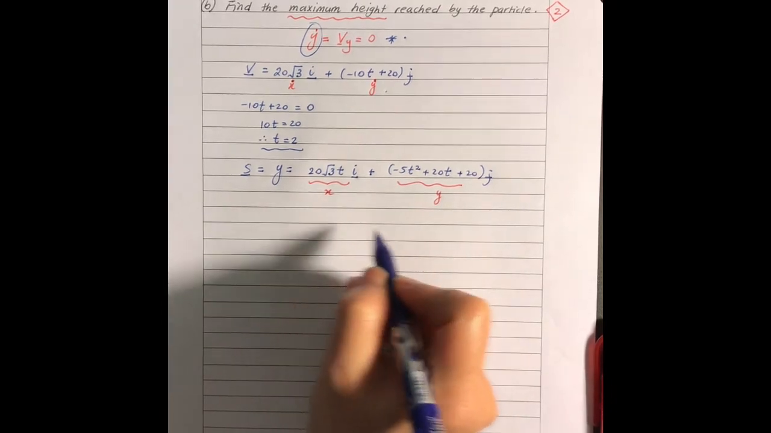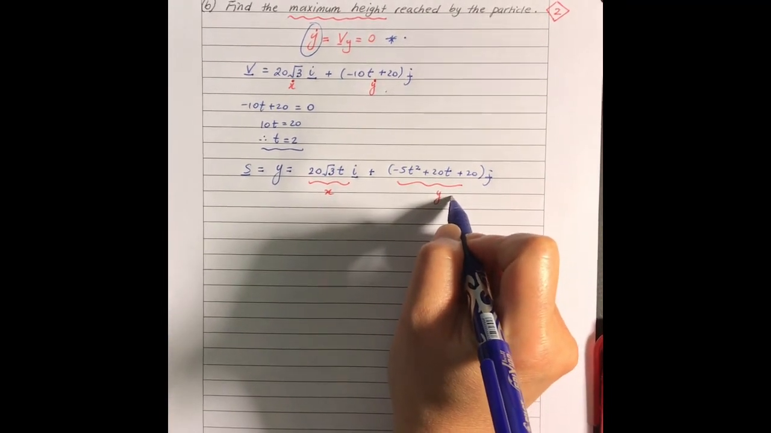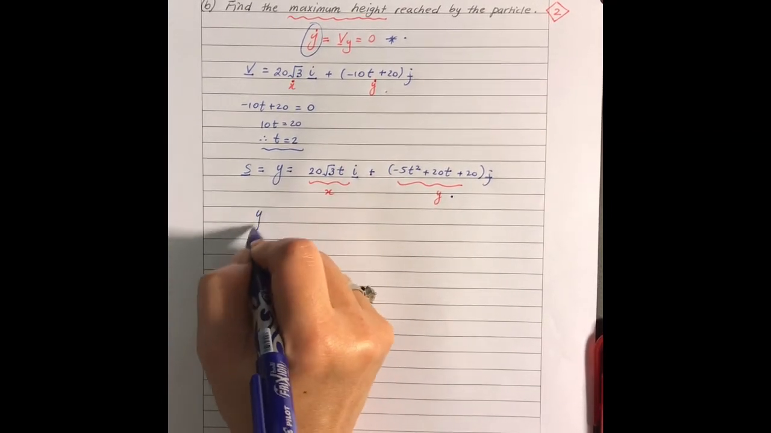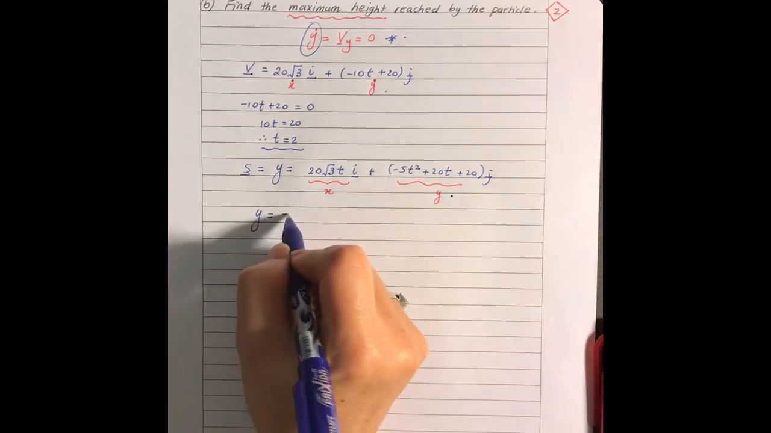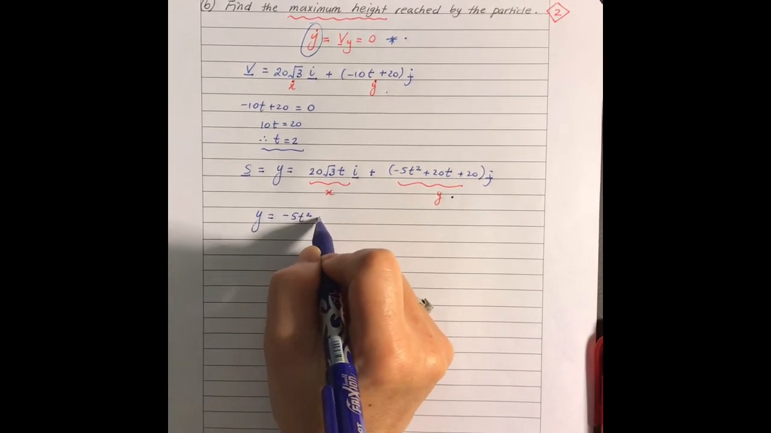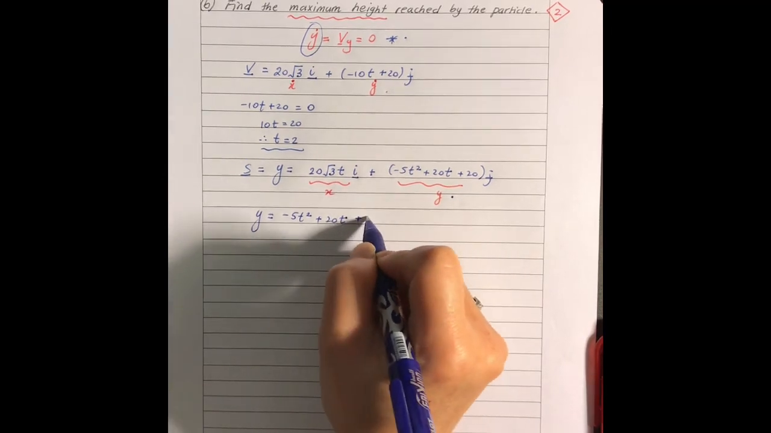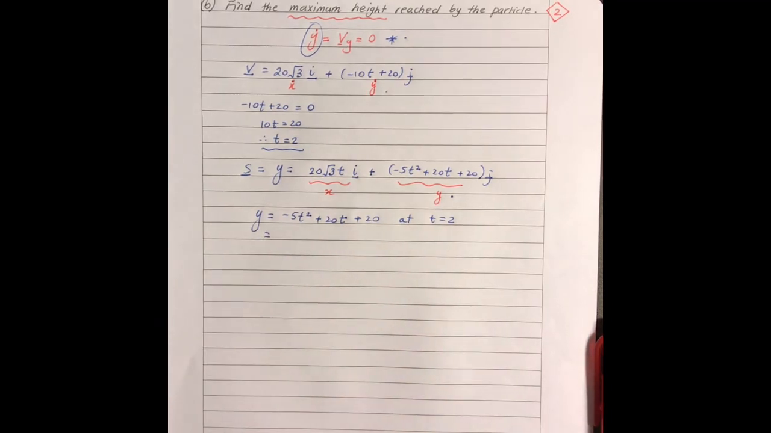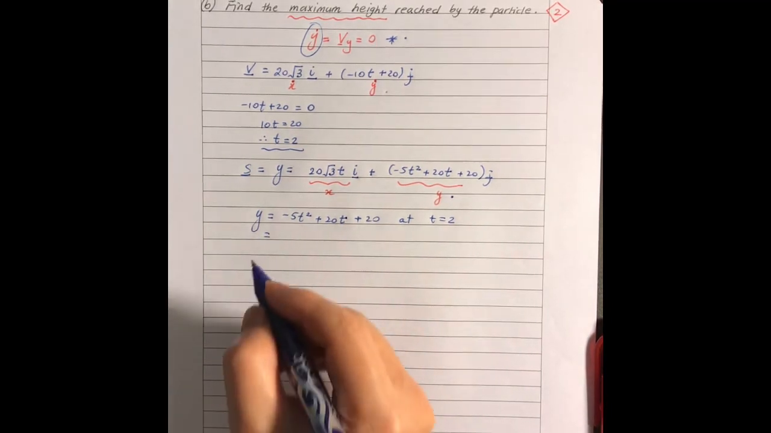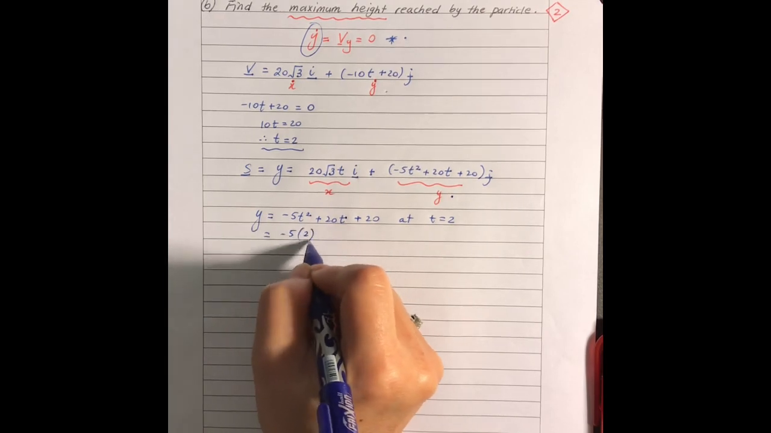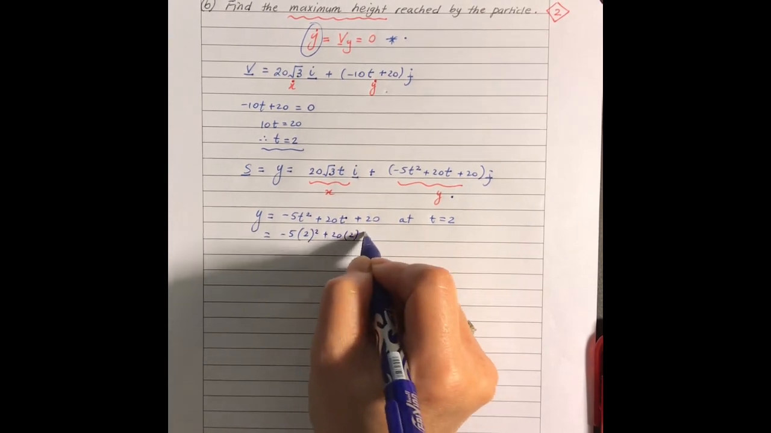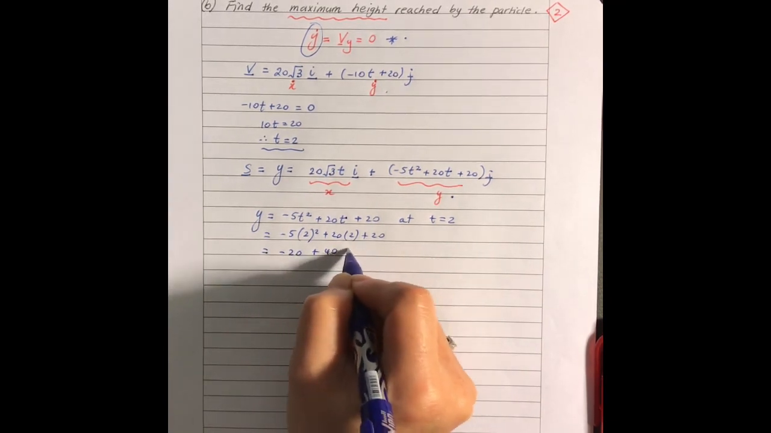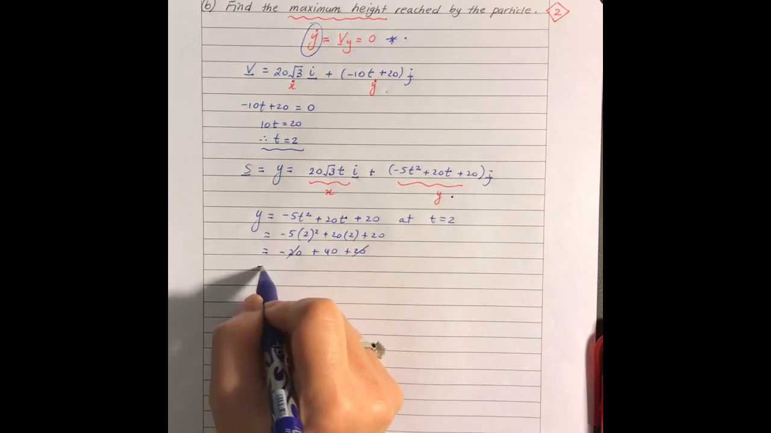Okay, so now all I need is this one because it's the maximum height. So it's going to be the y component, vertical. y equals, I'm just going to use this one, minus 5t squared plus 20t plus 20 at t equals 2. So I just substitute in to find the maximum height. Minus 5 times 2 squared plus 20 times 2 plus 20. So put that in your calculator. 40 plus 20. Oh, well, easy.